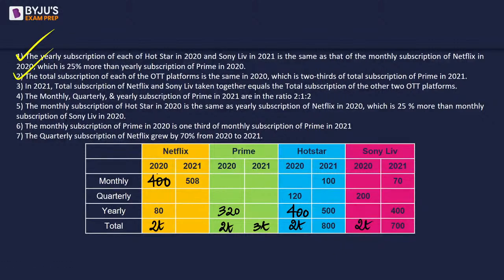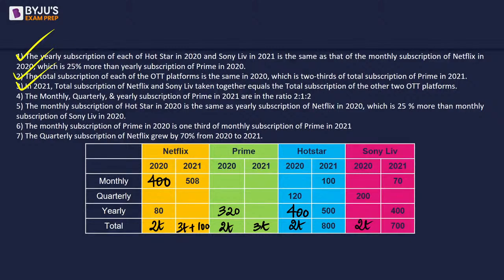Third, in 2021, total subscription of Netflix and Sony Live taken together equals the total subscription of the other three platforms. Sorry, total subscription of the other two platforms. So 3T plus 800 है तो ये हमारा 3T plus 100 हो जाएगा. So that it adds up to give us the same 3T plus 100. Okay, done with third bullet point.